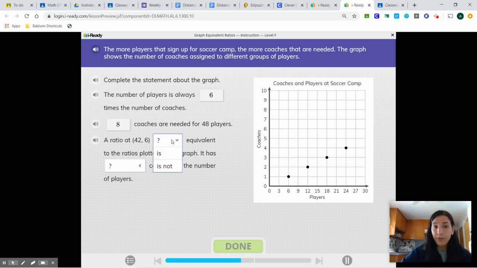So this is not an equivalent ratio because we want 6 players for every coach. What this tells us is that the number of players went up, but the number of coaches did not. So that means there are fewer coaches. There are too few coaches for this number of players.